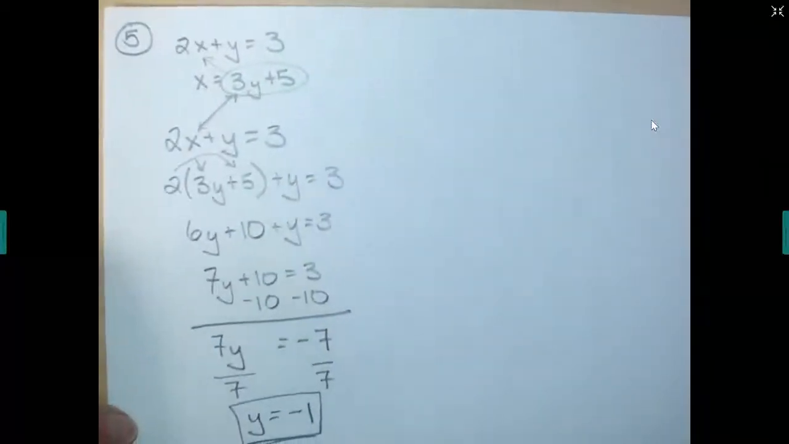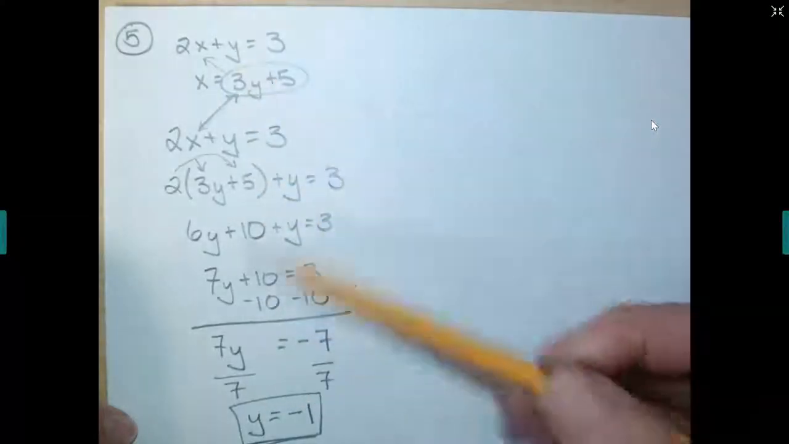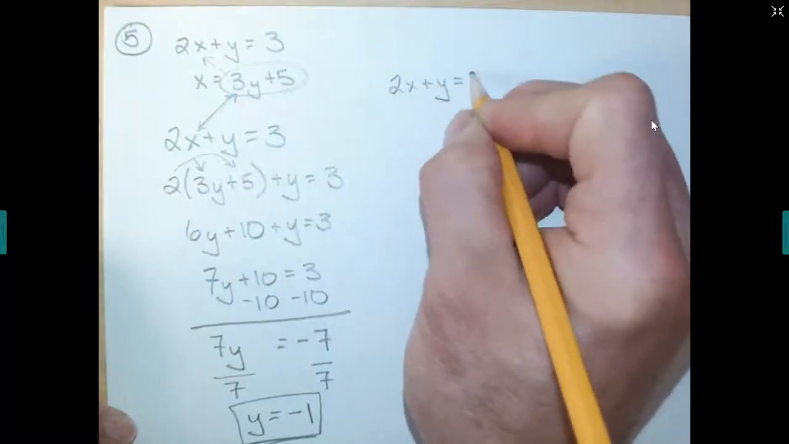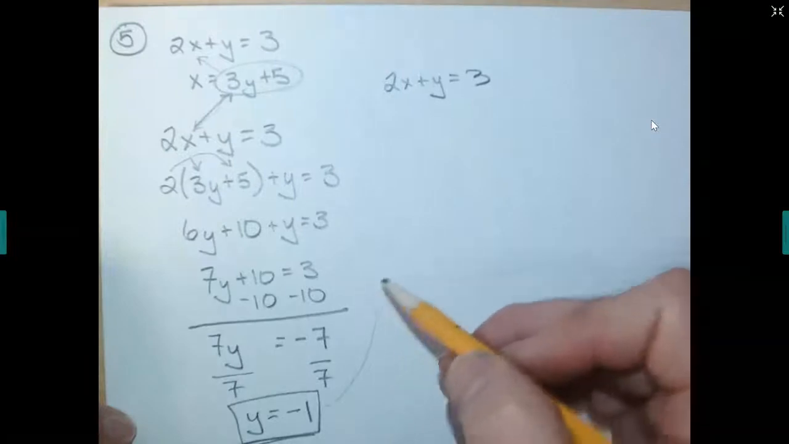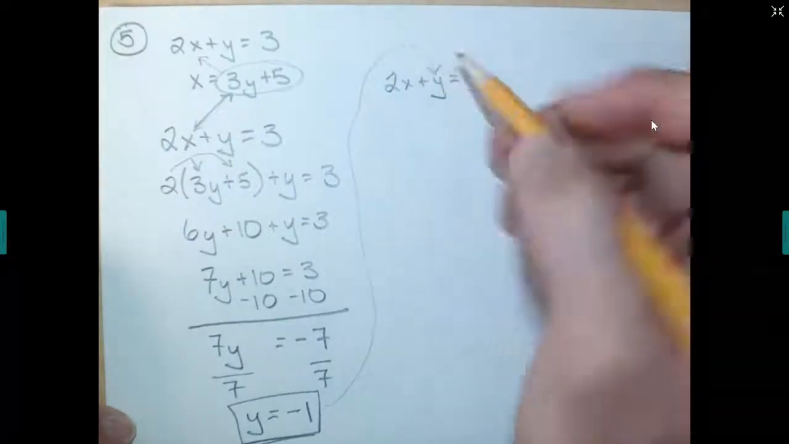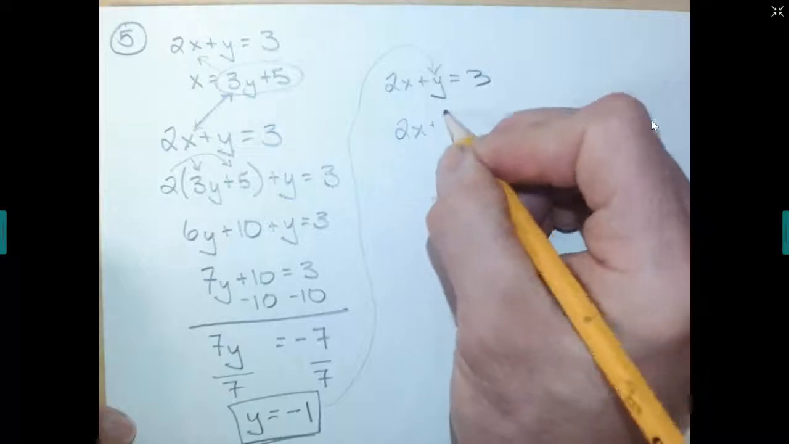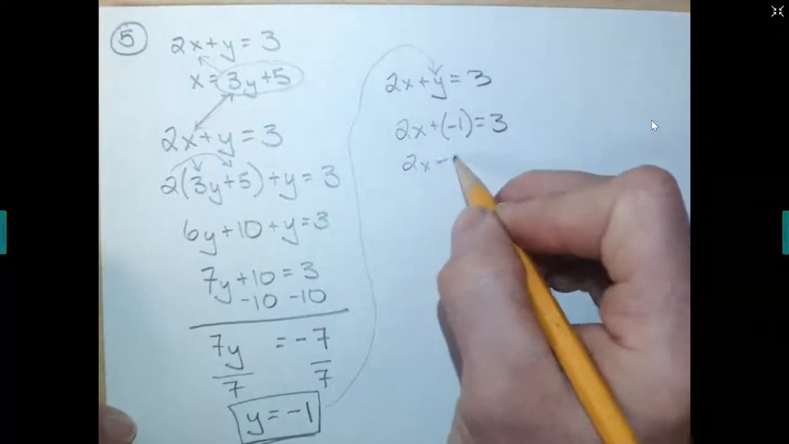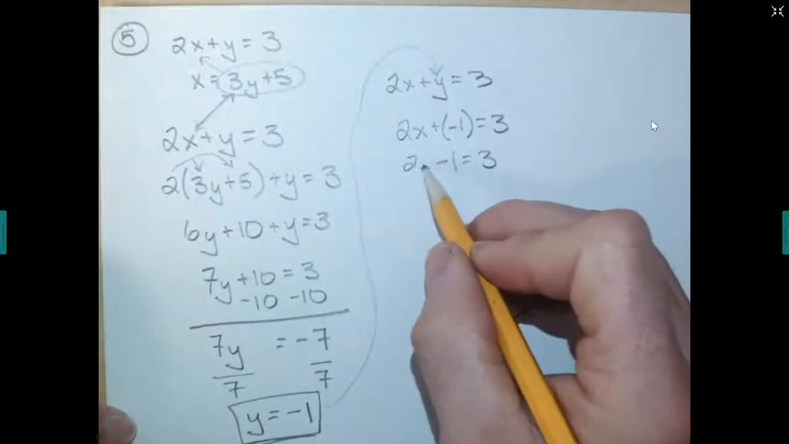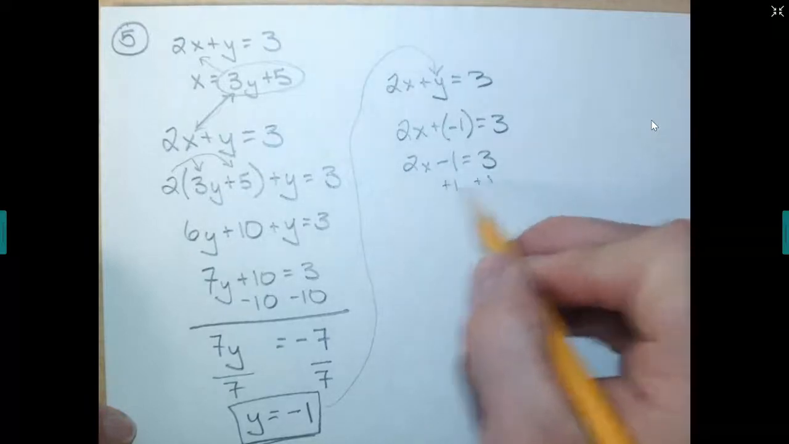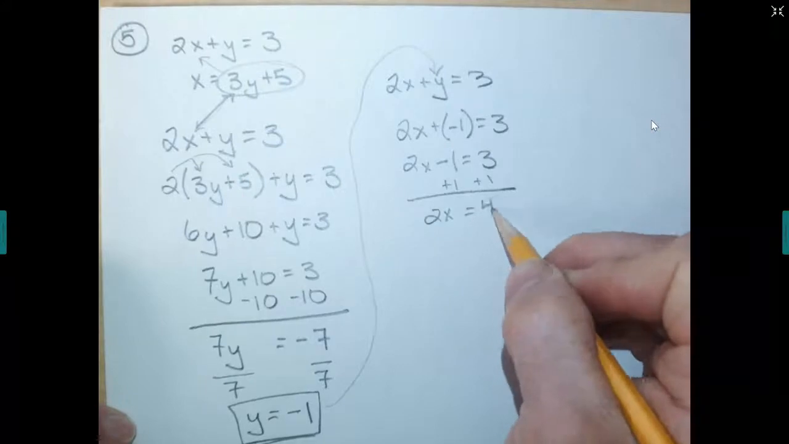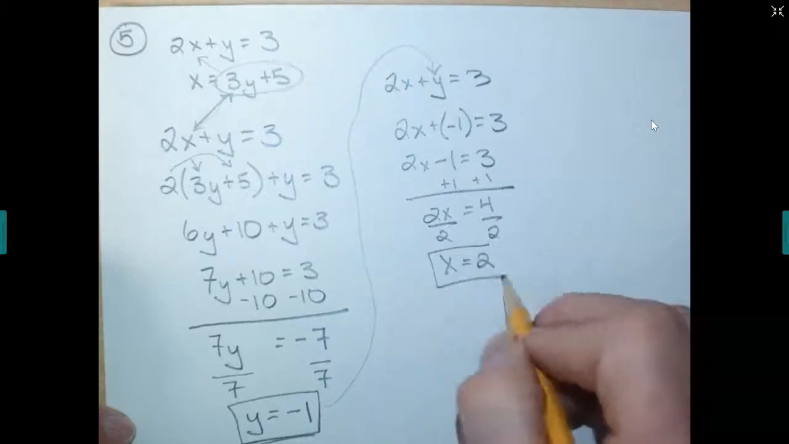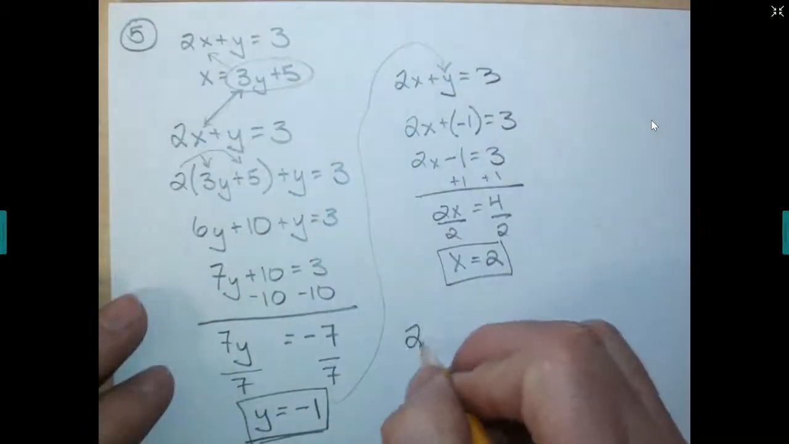Now I'm going to plug the y into whichever one I think is easier. It really doesn't matter, but I'll choose this one. So 2x plus y equals 3. I plug this y into here, so I have 2x plus -1 equals 3. Well, plus a negative is -1. So 2x minus 1 equals 3. Add 1 on both sides. I get 2x equals 4. Divide by 2. And x equals 2. So there's my answer. My answer is 2, -1.